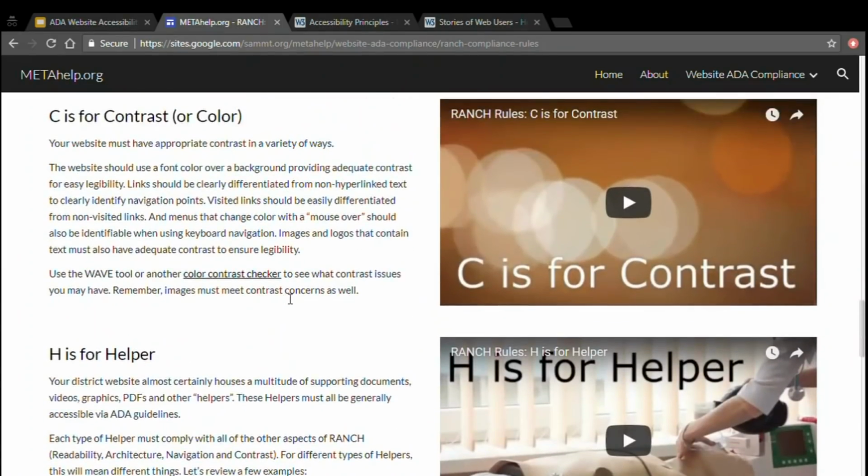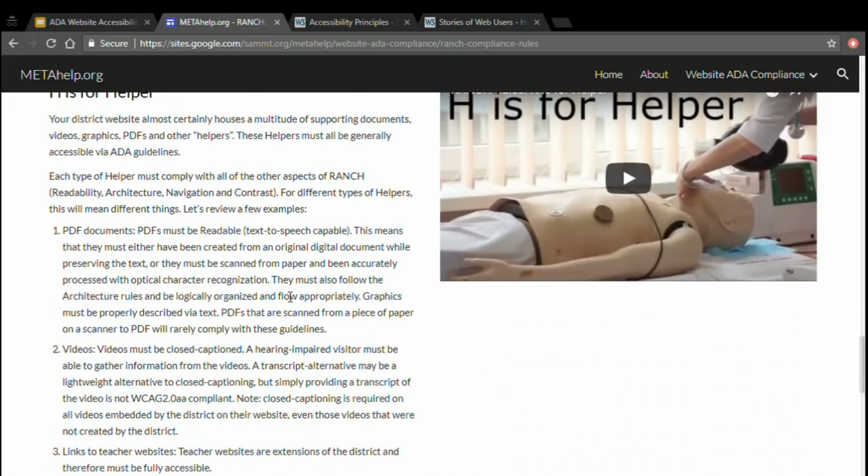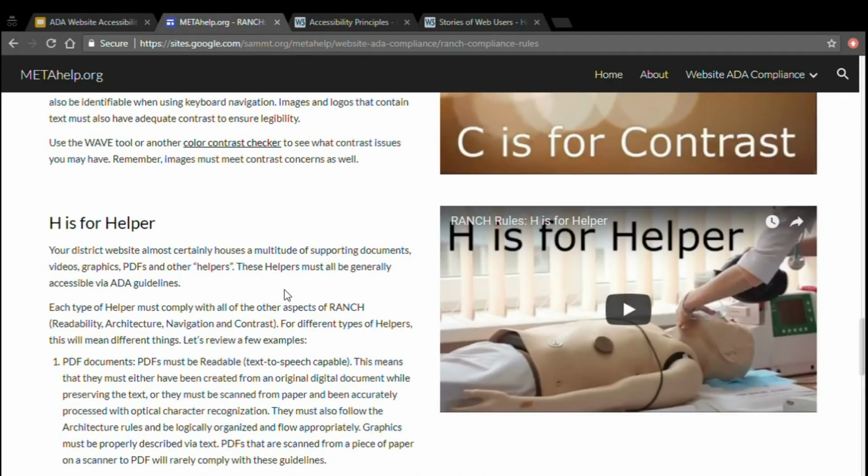C is for contrast. Does your website adequately address color and contrast concerns for people with low vision or color blindness? And H is for helper. Are your website's helpers all accessible? As you can see, the metahelp.org website has a short video accompanying each of these letters to help you understand the topic more.